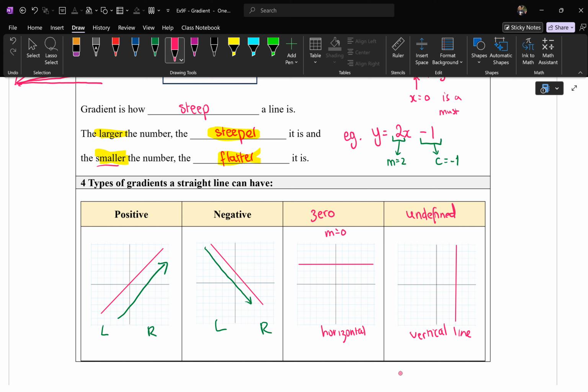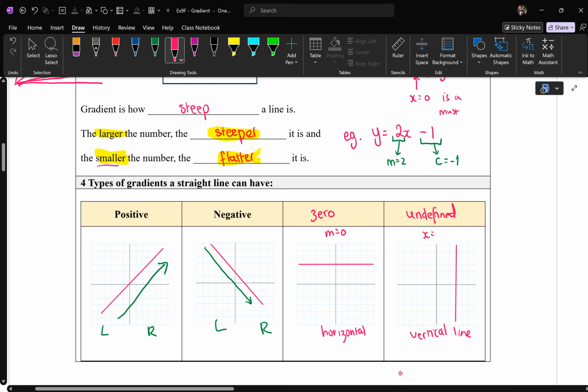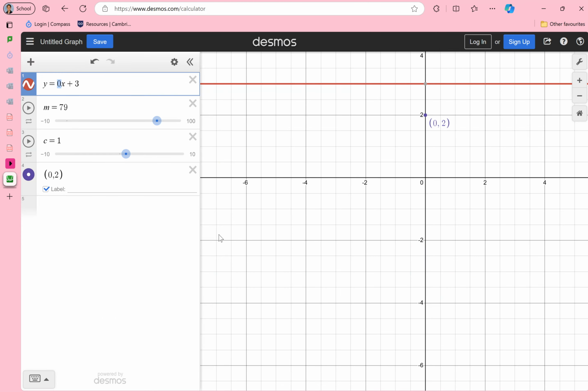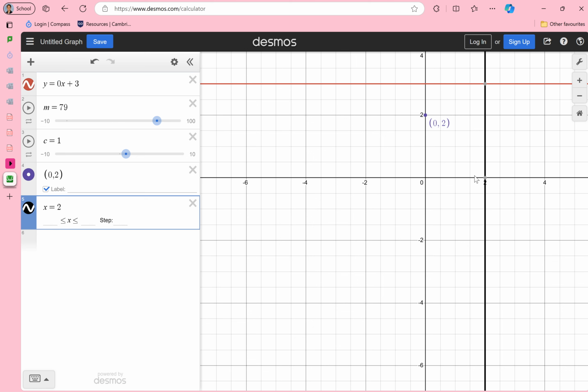Vertical line, okay, this is when you have x equals a number. For example, if I wanted a vertical line that crosses down at 2, so at x equals 2, if I just wrote x equals 2, can you see how I've got a vertical line that cuts down at 2? If I change it to x equals 3, then it's a nice vertical line that cuts down at 3. And if I want to cross down at 4, well, x equals 4.